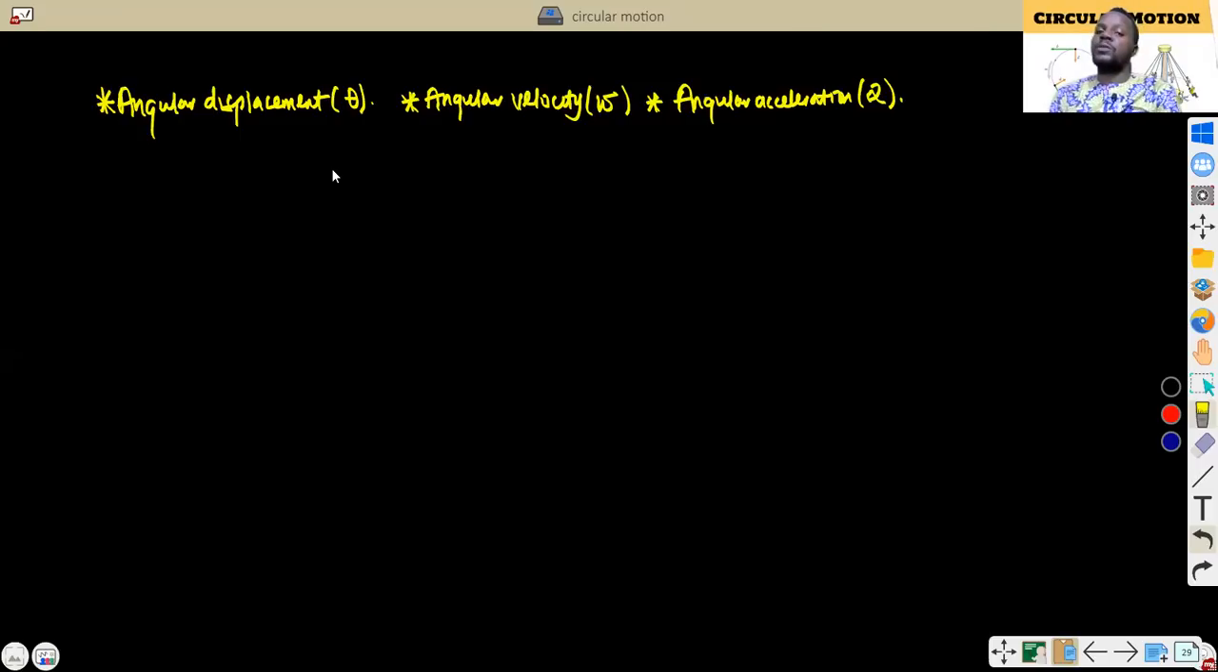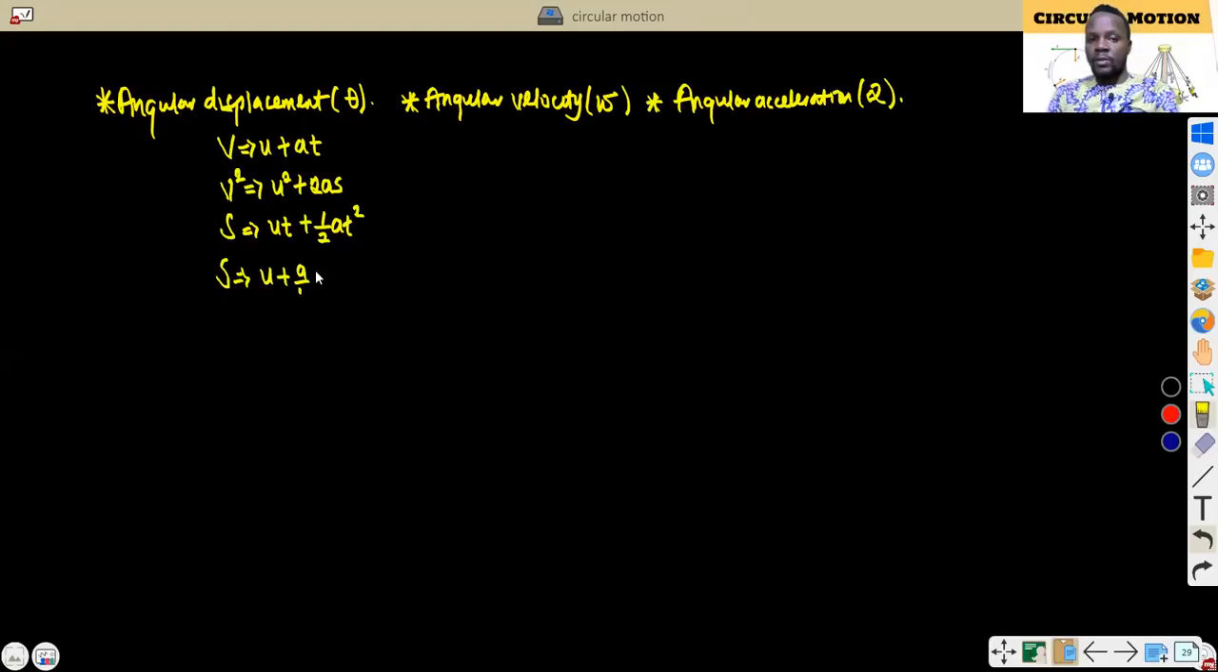Now, in our rectilinear motion under kinematics, we have studied the linear motion formulas: v equals u plus at; v squared equals u squared plus 2as; s equals ut plus half at squared; and the last one, s equals u plus a over 2, open bracket 2n minus 1. I hope my students still remember this. We have studied this in kinematics. You can watch the video. These are the equations of motion.